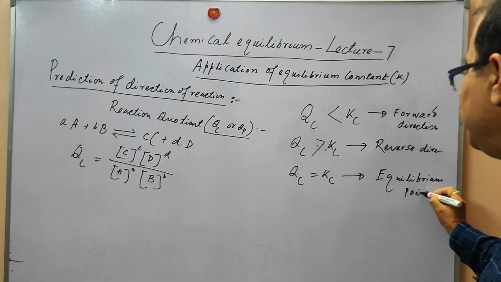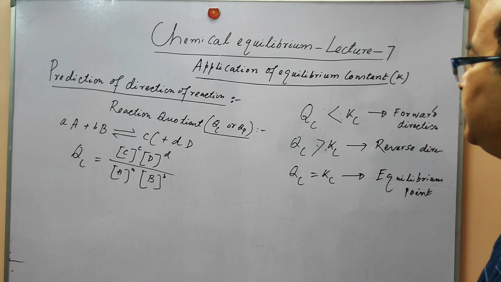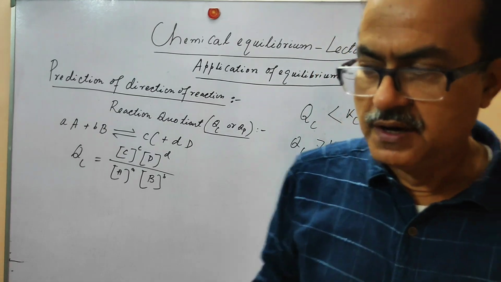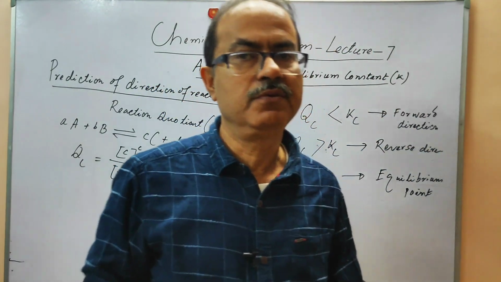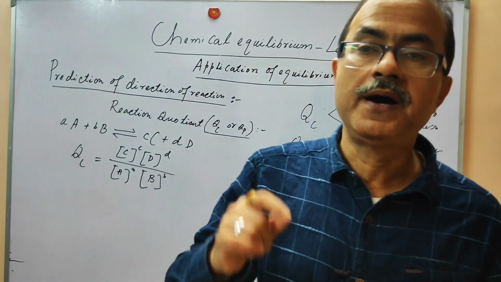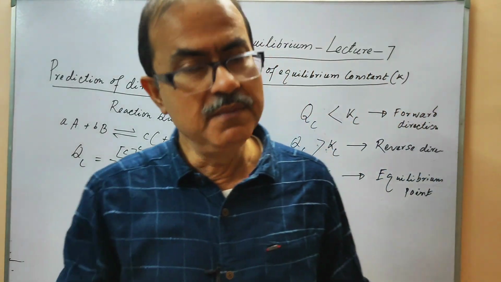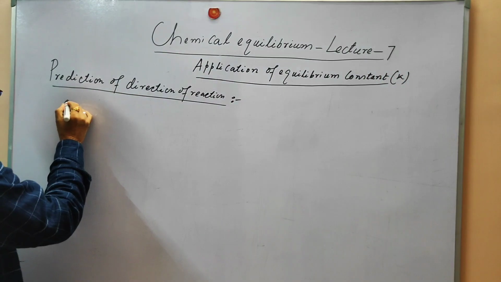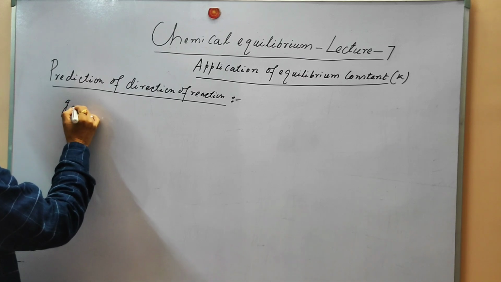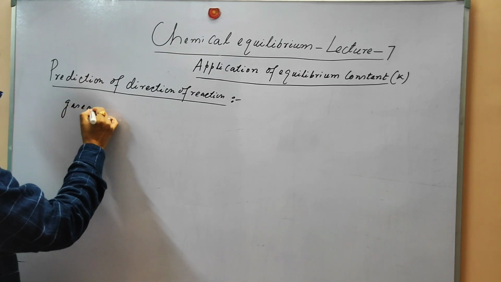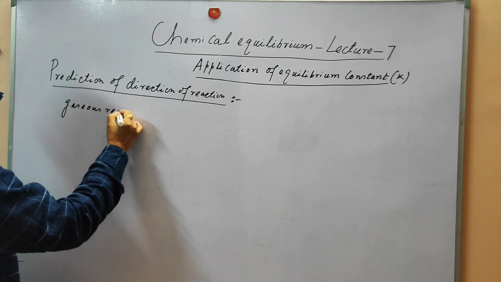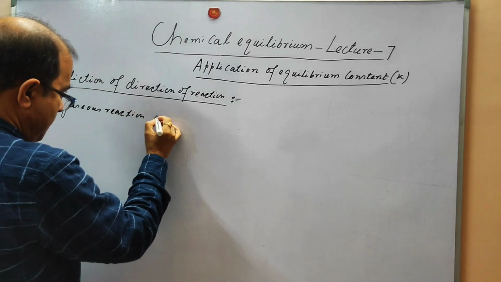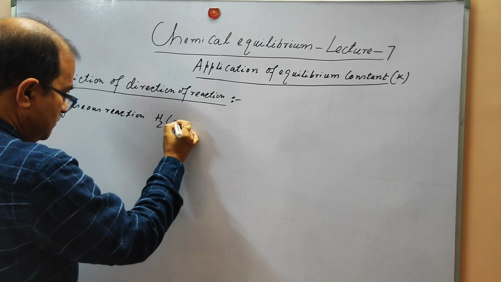Now we are going to understand from a practical example how this reaction quotient can be helpful to understand the direction of the reaction, and in the exam there will be numerical questions like this. Suppose we are taking the example of a gaseous reaction. This is the gaseous reaction.